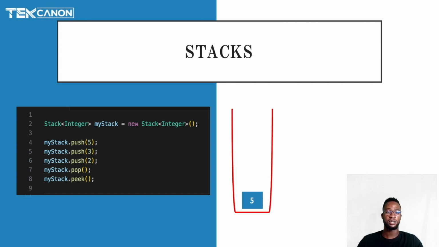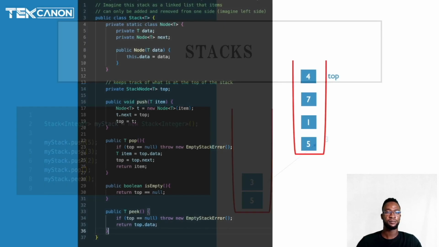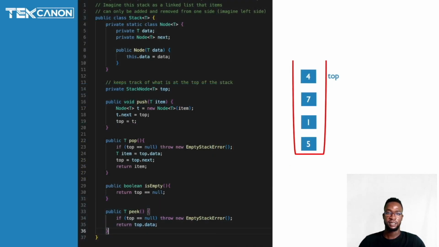Now let's push an element 5 into the stack. We push 3 into the stack next. We push 2 into the stack next. And now let's pop from the stack. So we pop 2. And take a peek at who's at the top of the stack. We see that it's 3. Simple as that.